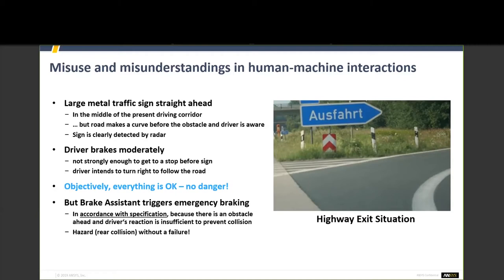And the software thought, okay, there's an obstacle in the middle of my way. The driver is braking, but the driver is not braking hard enough to come to a stop. So I will help the driver. And then the autonomous braking system engaged, although there was no reason to. So there was no fault. Everything worked as specified, but still it was obviously not what you intended to happen. So these are a new class of trouble that we have not considered in the past in safety.